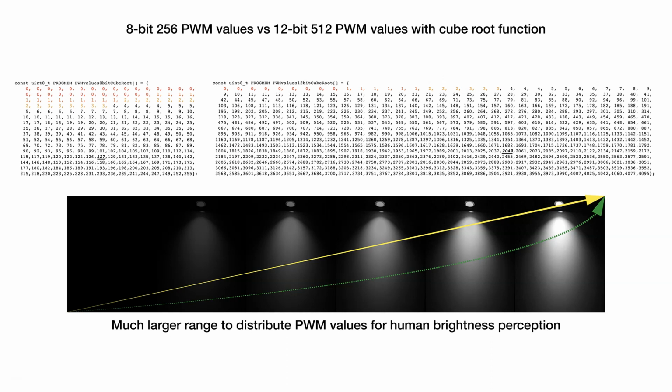The benefit of using 12-bit resolution is that it provides us with 4096 values instead of only 256 with a standard 8 bits. The larger range allows us to distribute the pulse width modulation values much better.